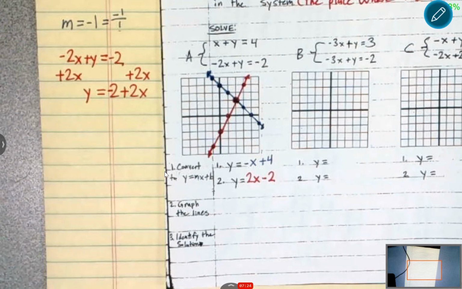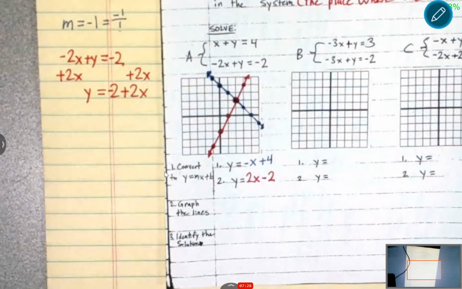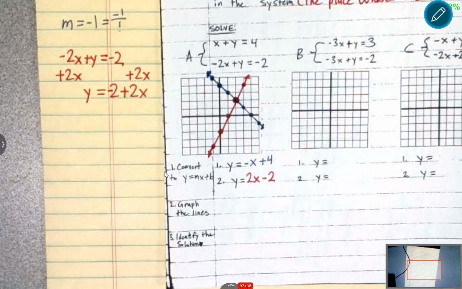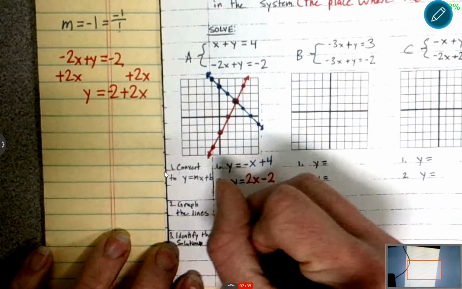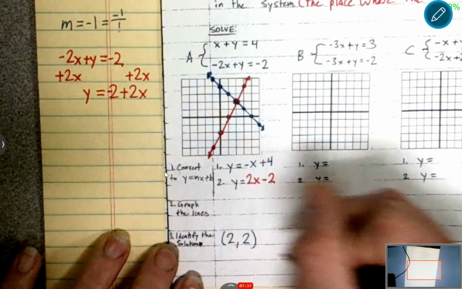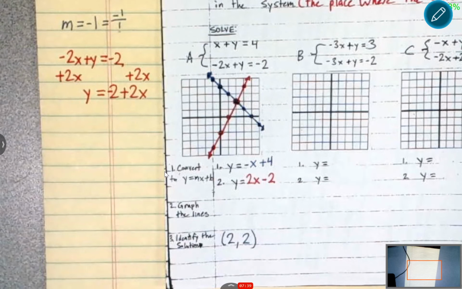So take a moment, look at that intersection. Raise your hand if you can tell me what the solution to this system is. Kason. 2, 2. X is 2, y is 2. Perfect. So that's one way you can find a solution to a system of equations, is by graphing them and seeing where the two lines intersect with each other.